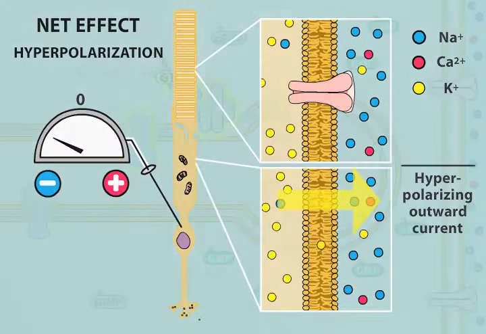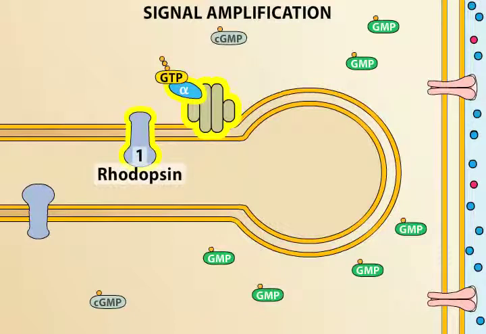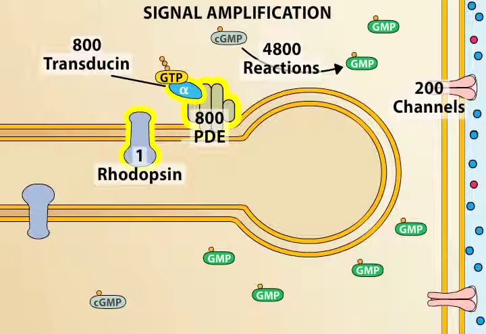One of the important features of this cascade is that it provides enormous signal amplification. A single light-activated rhodopsin molecule can activate an estimated 800 transducin molecules. Although each transducin activates only one phosphodiesterase molecule, each phosphodiesterase is capable of breaking down as many as 6 cyclic GMP molecules, resulting in the closure of approximately 200 ion channels. This number of channels represents 2% of the number of channels in each rod that are open in the dark, and their closure causes a net change in the membrane potential of about 1 millivolt.